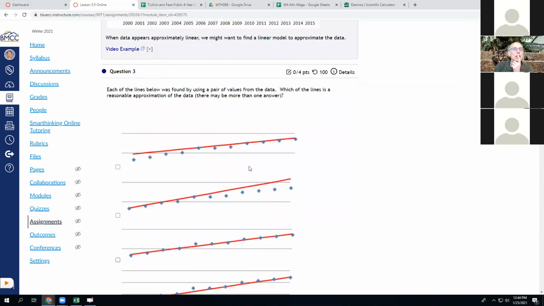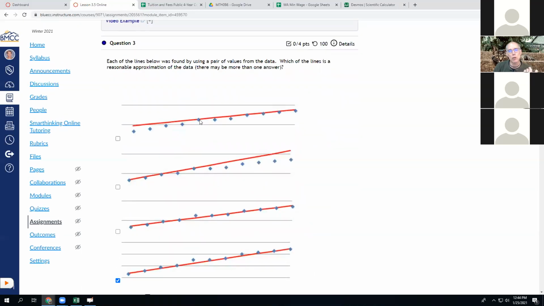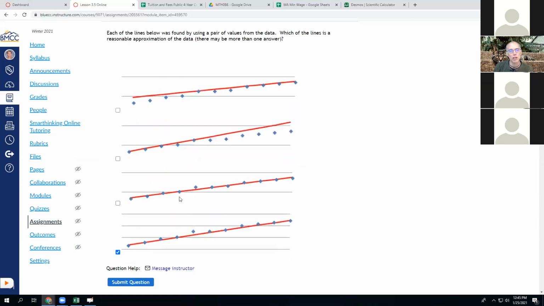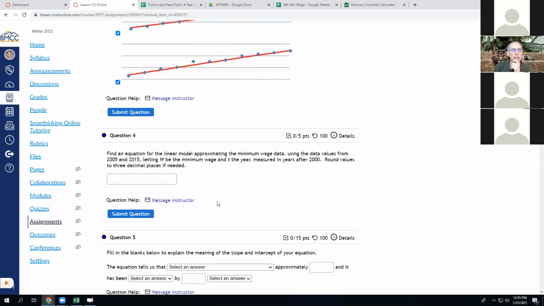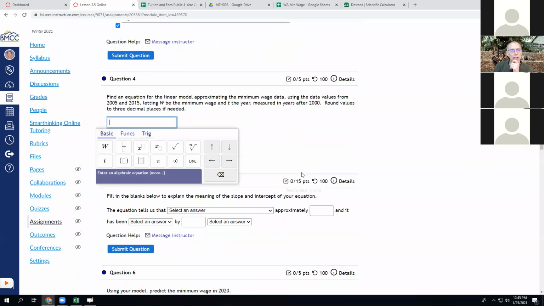Okay. Let's see, each of the lines was found using a pair of values. Which of the lines is a reasonable approximation? Yeah, so like this first one on mine, there's too many points below and none above. This one has too many below on the other side, but not above. And this one kind of almost hits a whole bunch of them. Yep, so those are the 2 I picked. Yeah, so you could pick 2 there. All right, we got an equation there.